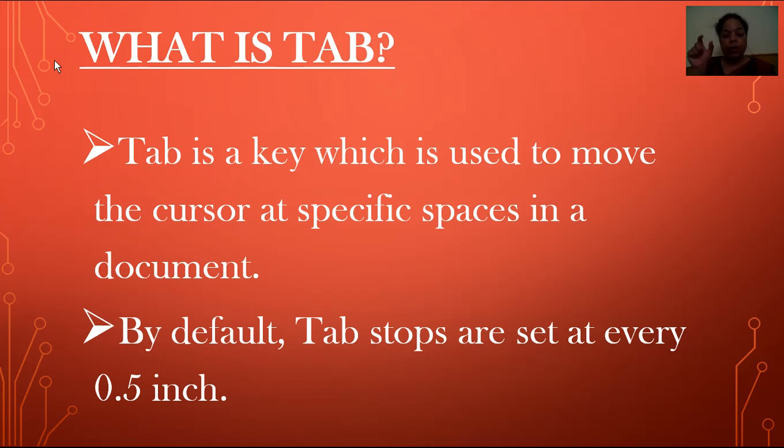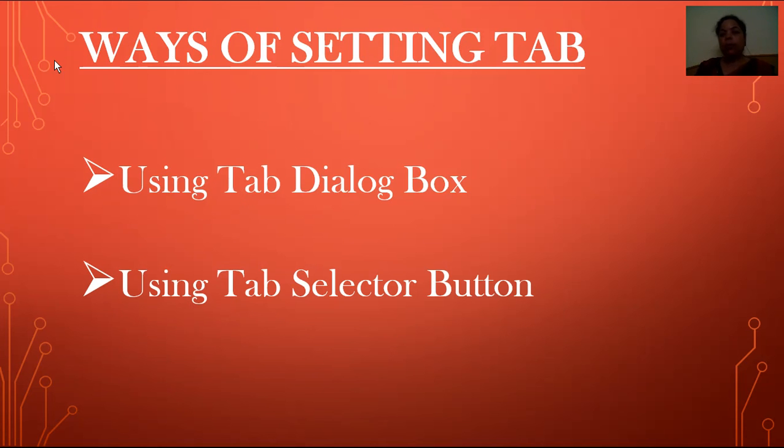So where will you get this tab key? You will get this tab key above the caps lock key. How to do the work with the help of tab key, I will just tell you. But before that, we must know about how we can set the tab. There are basically two ways. First one is using tab dialog box. Second one is using tab selector button.